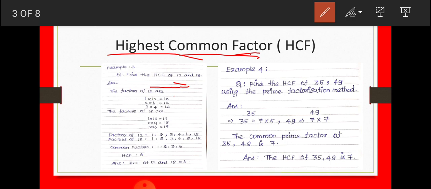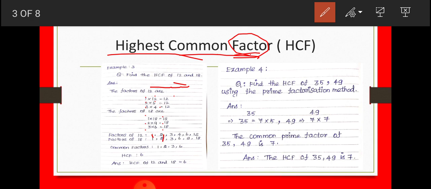Listen, now we have done the factors. Next we are going to write the factors of 12. What are the numbers? That means 1, 2, 3, 4, 6, 12. These are the factors of 12. Next factors of 18: 1, 2, 3, 6, 9, 18. I have written. Next we are going to take common factors. Common factors means both numbers should be the same. In the factors of 12 and factors of 18, 1 is the same, so I have taken 1.